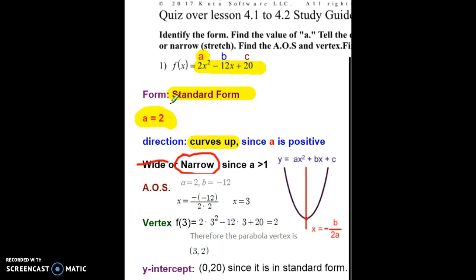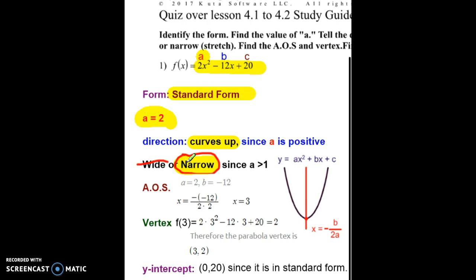Now I want to figure out, compared to the parent function, is this wide or is it going to be narrow? So I have 2, so that would be narrow because it stretches it out.